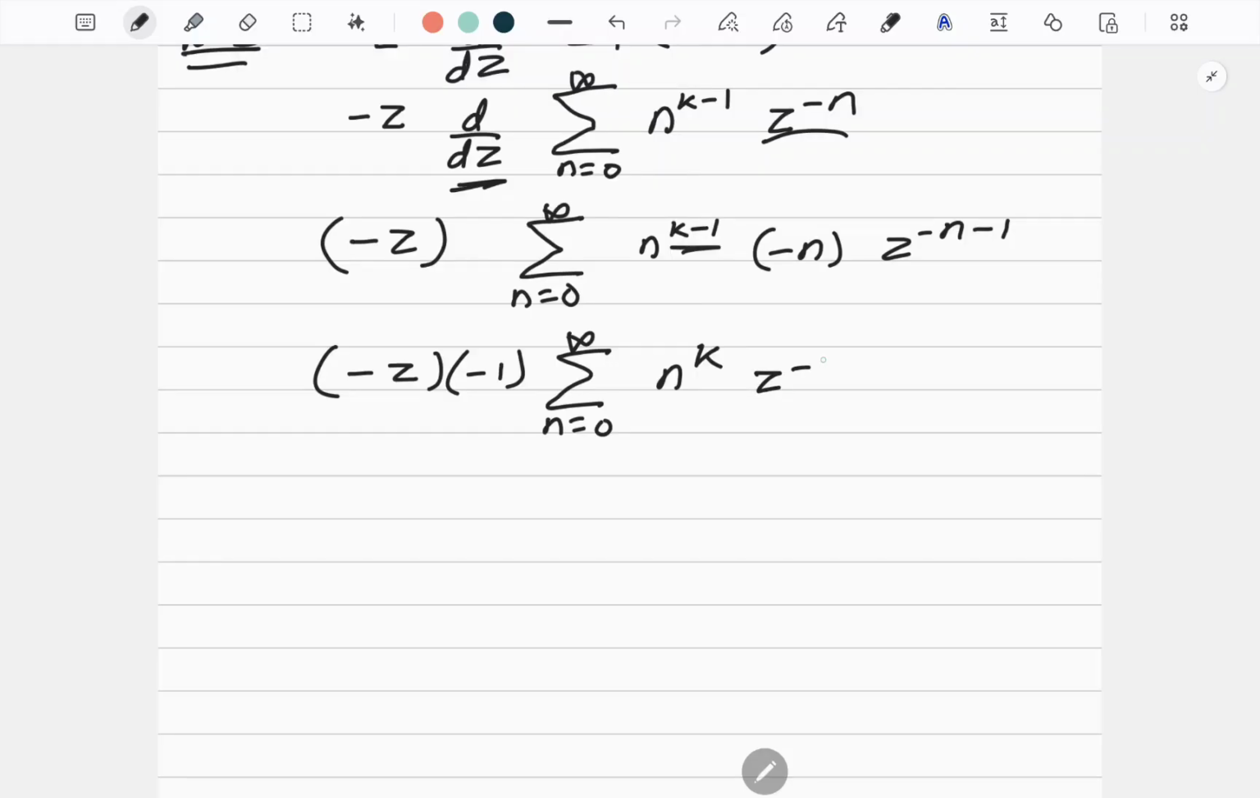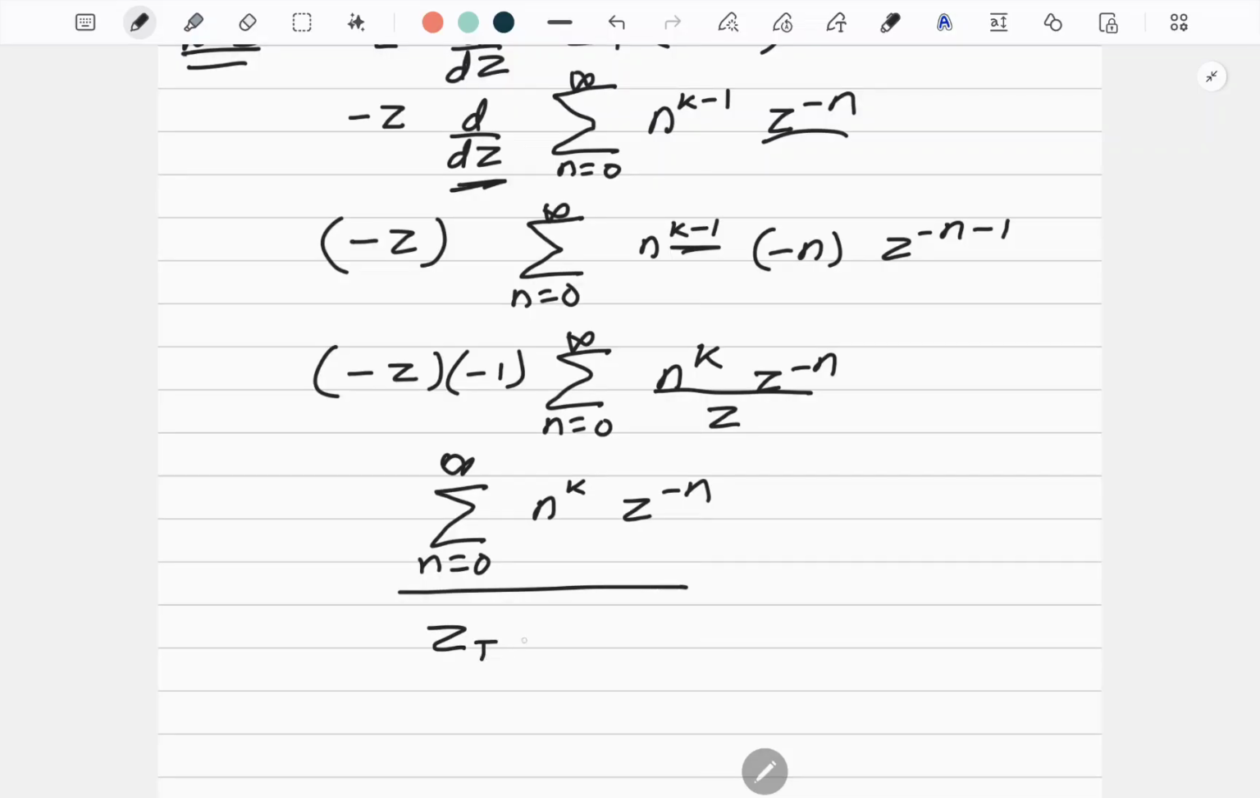Right? And z to the power minus n upon z. Z to the power minus 1 I can write upon z. So this z and this z will get cancelled. So I'll have minus minus will also become plus. So I'm left with summation n is equal to 0 to infinity n to the power k z to the power minus n. And what is this? This is the definition of z transform. So this is equal to z transform of n to the power k. So that is the result. So we are done with the result.